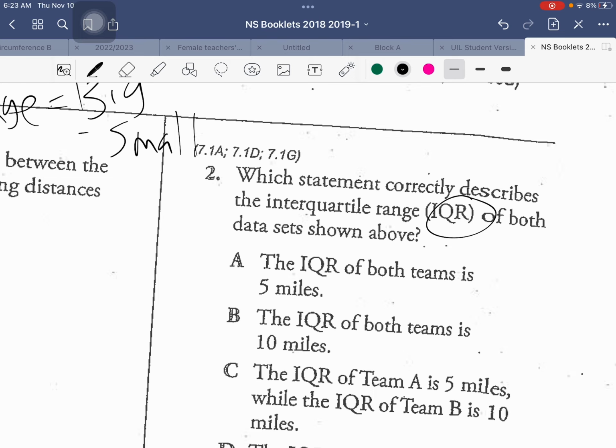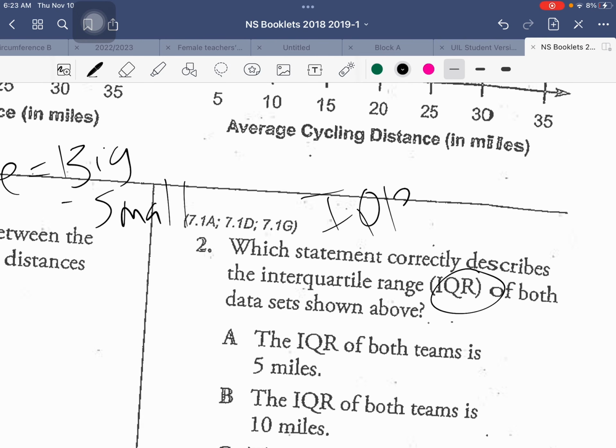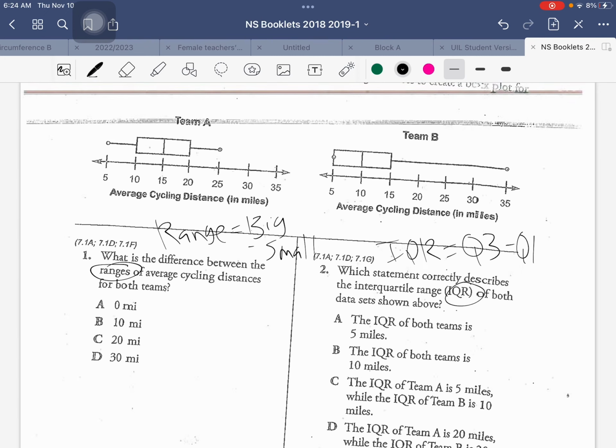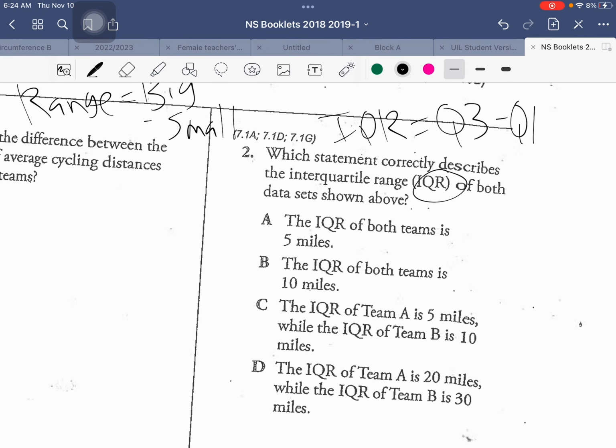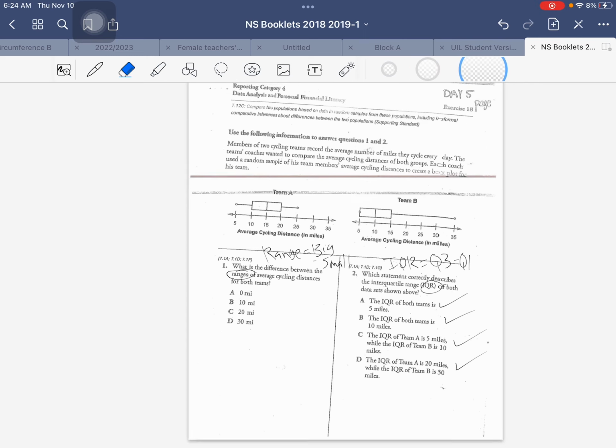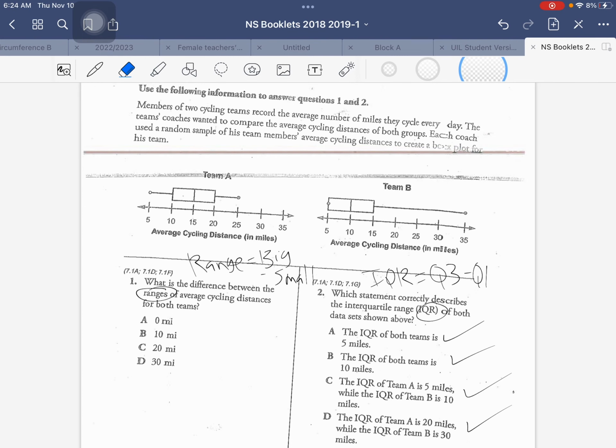Now the IQR is Q3 minus Q1. So go ahead and find the Q's for both of them and just check which one of these is correct. The IQR is 5 for both. The IQR is 10 for both. IQR for A is 5. The IQR for B is 10. The IQR for A is 20. The IQR for B is 30. Go ahead and check these guys. You're going to have to subtract. Maybe you're going to do it in your mind. That's going to be impressive if you do.